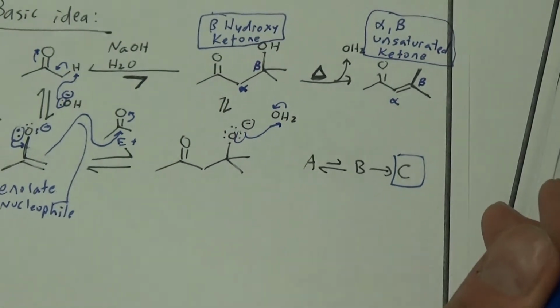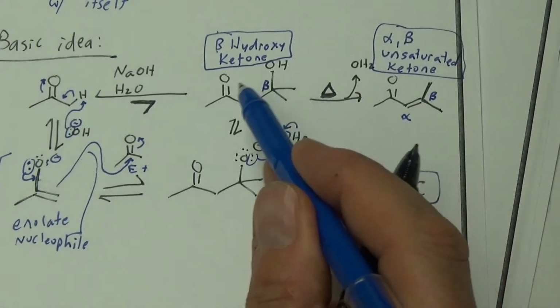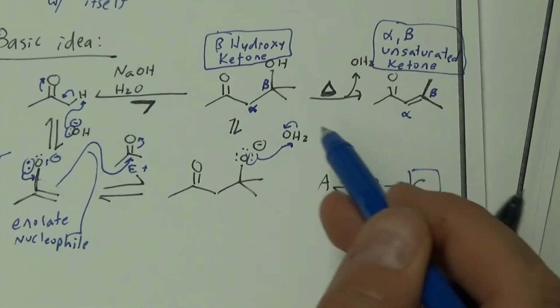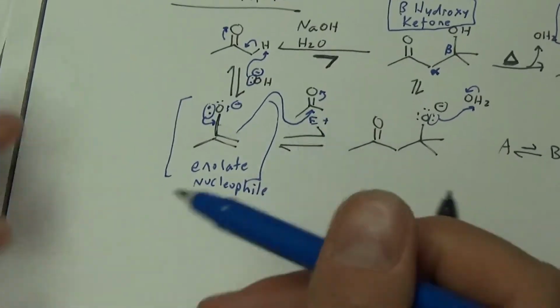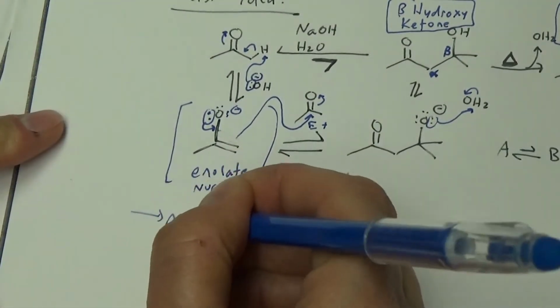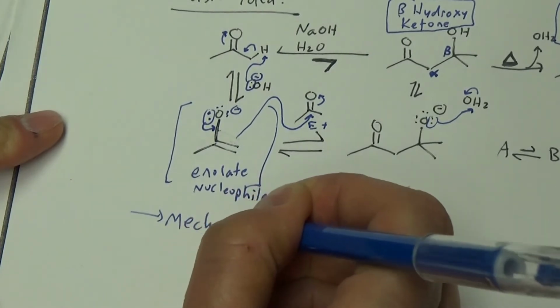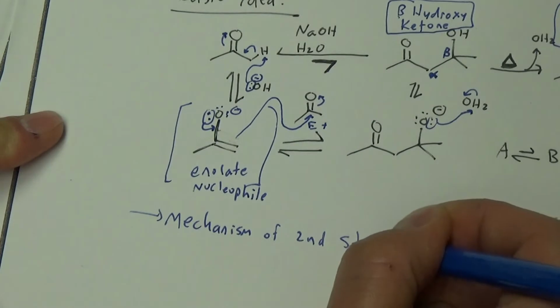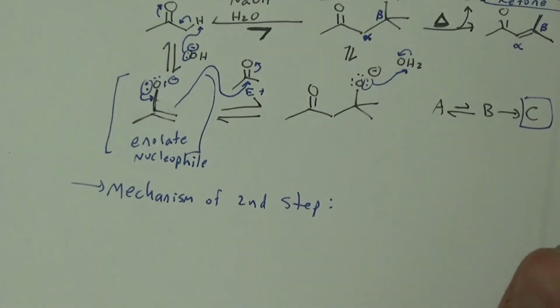All right. So what I need to do is show you the mechanism from the beta hydroxy ketone to the alpha beta unsaturated ketone, and I don't really have space here, so I'm going to do it underneath. So I'm going to just write mechanism, second step. And there's also another name for this.